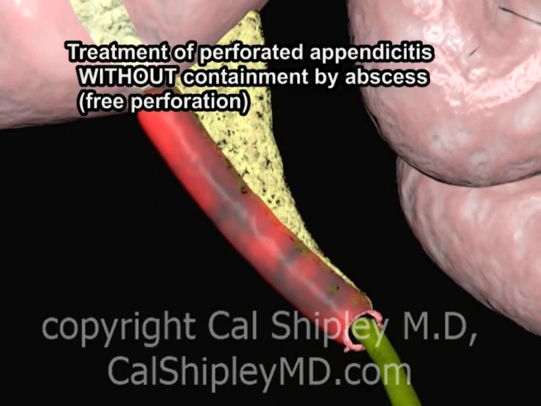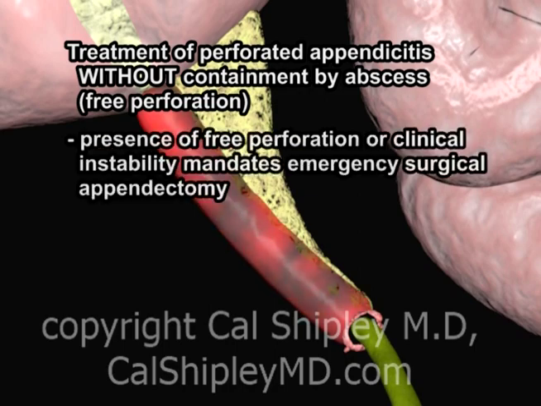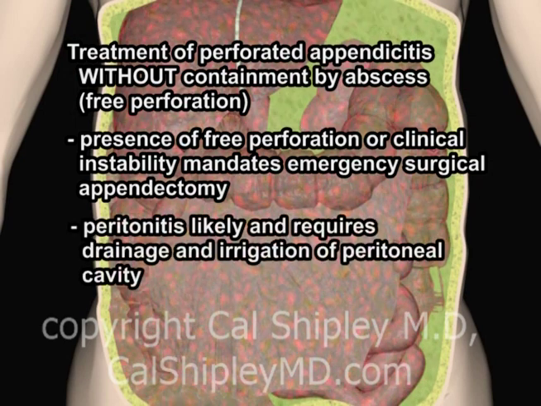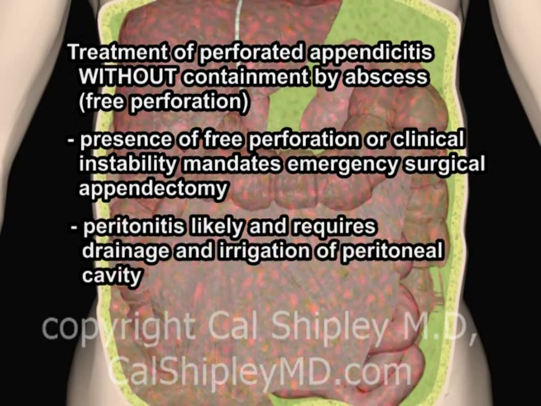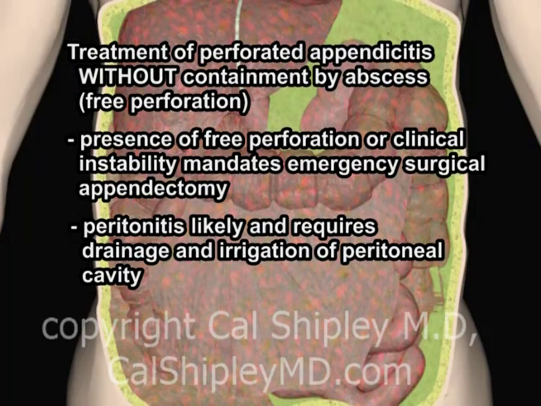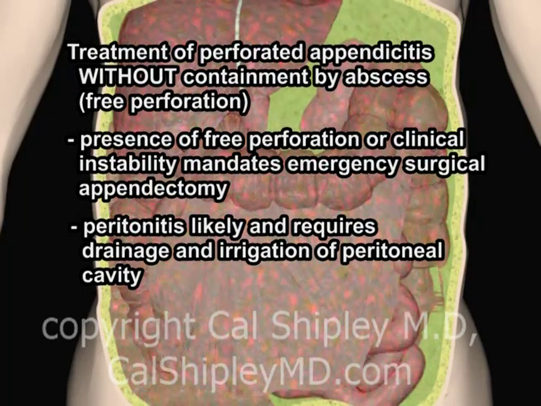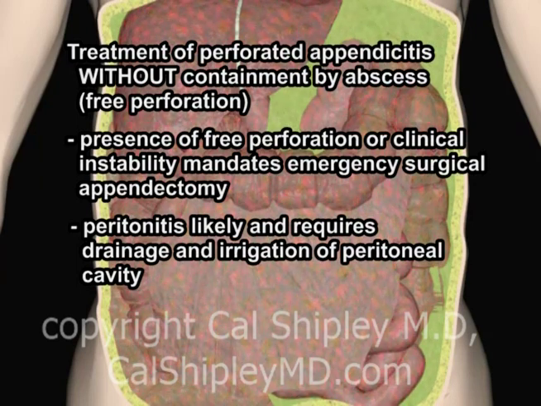Patients with free perforations of the appendix or who are unstable clinically must have emergency surgical appendectomy performed. Most such patients will have at least the beginnings of acute peritonitis and will require extensive drainage and irrigation of the peritoneal cavity in addition to removal of the appendix.